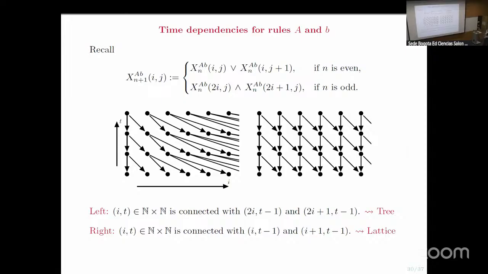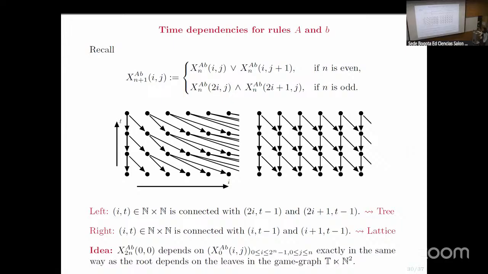On the right, if you consider a, t, then this is connected with a, t minus 1 and a plus 1, t minus 1. And what we see here is the lattice. And then if you put this lattice tree, what you see is the game graph of the game that I introduced. So this is the reason why these probabilities are the same, because the value at the origin depends on these values exactly in the same way as the root depends on the leaves in the game graph.